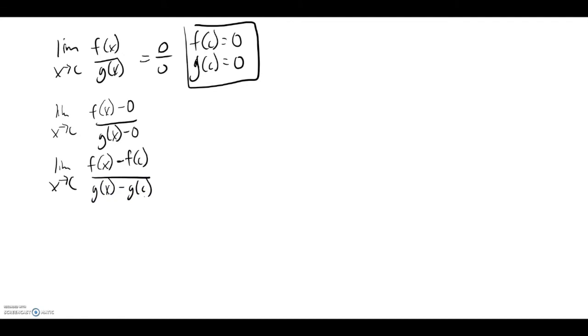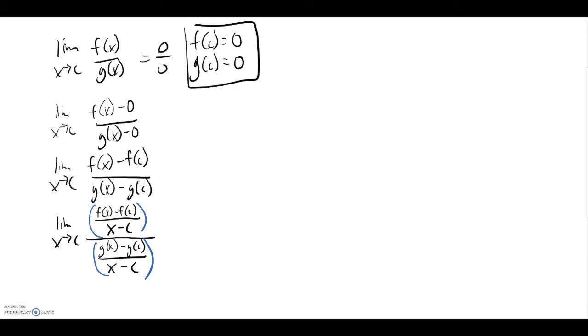Going one step further, I'm going to take advantage of the fact that if I'm dealing with a fraction, I can divide the numerator by whatever I want as long as I divide the expression in the denominator by the same thing. And what I'm going to use is x minus c in order to set up these two rational expressions in the numerator and denominator. Now at this point, you might be able to see what I'm going for. Recall that the limit as x approaches c for f of x minus f of c over x minus c was the limit definition for f prime at that c value.